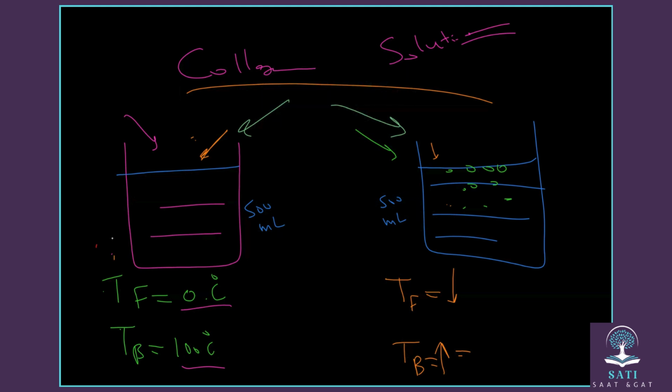What are the colligative properties? Here we have four. Number 1, freezing point will decrease. Number 2, boiling point will increase. So these are two properties. What is the third one? The third one, vapor pressure will decrease.